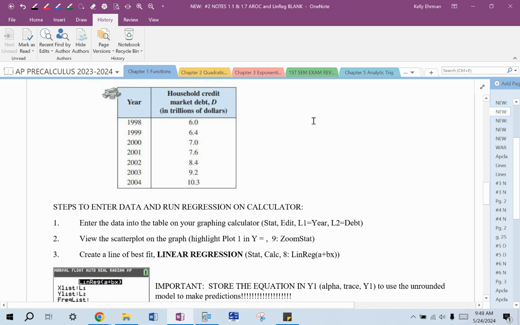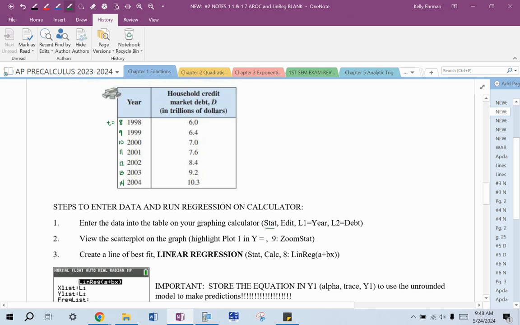So they didn't specifically say this, but we almost never type in the actual years into our calculator. So let's say t equals 8, 9, 10, 11, 12, 13, and 14 instead of typing in 98, 99, etc. All right, so I have these steps listed out here. First one says enter the data into the table on your graphing calculator.